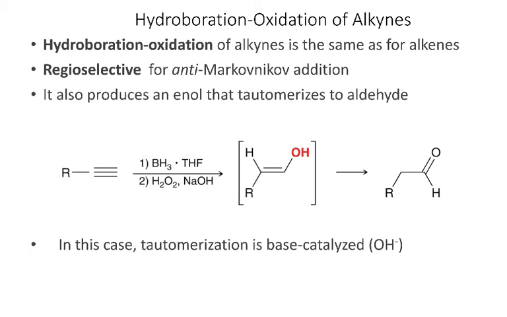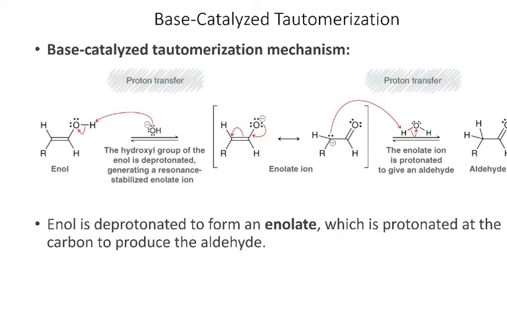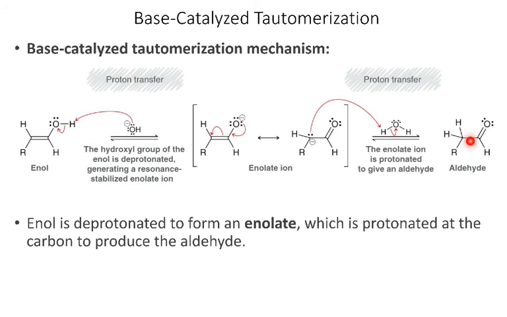Now, in this case, because we're under basic conditions, the tautomerization is actually base-catalyzed. And so let's take a look at that mechanism. For the base-catalyzed tautomerization, we again start with a proton transfer, but in this case, rather than the enol stealing the proton from the acid, our base is going to steal the proton from our enol. This results in the formation of an enolate ion, which is also resonance stabilized, and so we can have a lone pair from the oxygen move down, and then the double bond turns into a lone pair on the carbon atom. We then have a second proton transfer step where our enolate ion steals a proton from a water to give us our final product, the aldehyde.